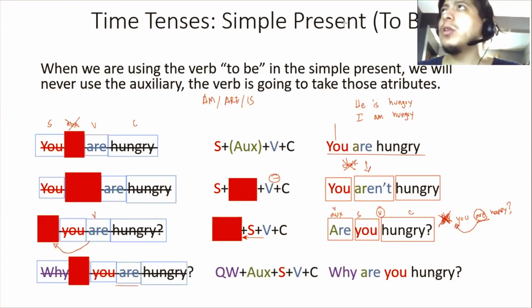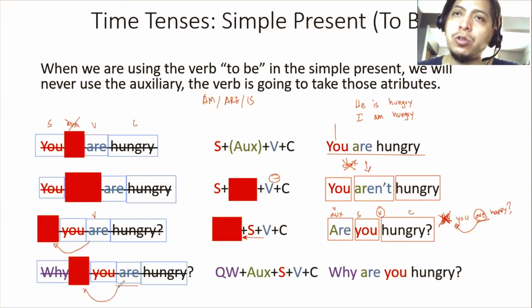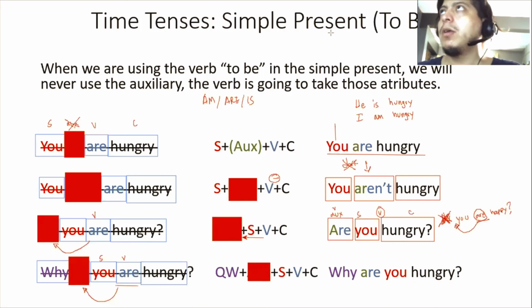So what do you need to do if you don't have the auxiliary? The verb is going to switch positions with the subject. Okay? So again, right here, let's do this part. If you don't have the auxiliary, yeah, you normally will have it, but if you don't have it, this verb is going to act like the auxiliary.